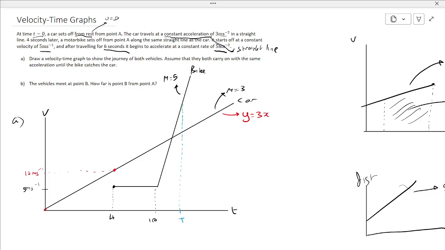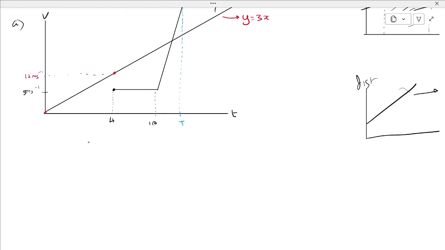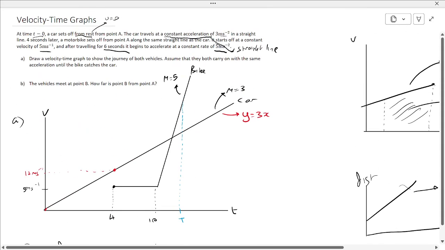So how do we represent distance on a velocity time graph? Well, we just mentioned it. Distance is the area underneath the graph. So if I'm trying to find where they meet, I'm going to say same distance, which means they have to have gone the same area. And we can figure that out.